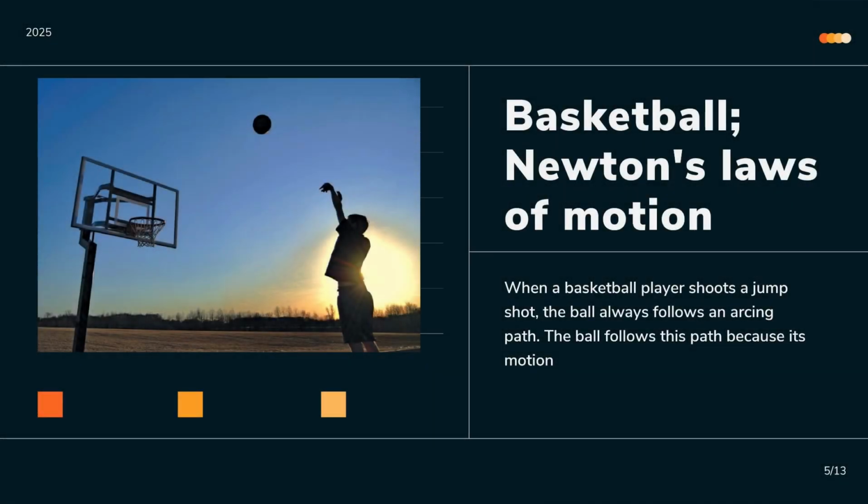Basketball and Newton's laws of motion. When a basketball player shoots a shot, the ball always follows an arc path. The ball follows this path because of motion described by Newton's laws.